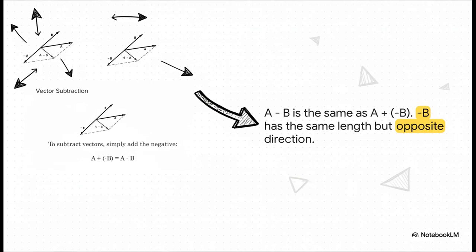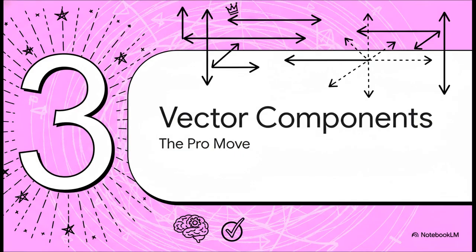That's just a vector with the same length, but pointing in the complete opposite direction. And then you just add that new vector to a using the same old head-to-tail method we just learned. So really, subtraction is just addition in disguise. Pretty clever, huh?